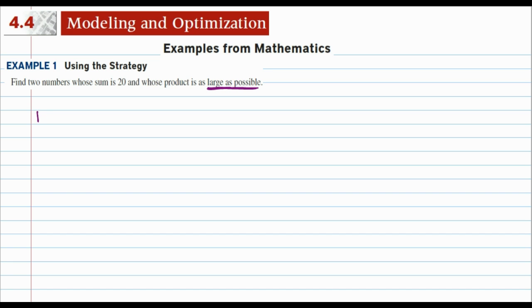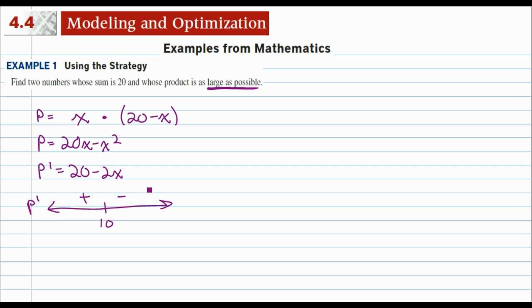So I want to maximize the product. So I might say something like P equals one number times the other number. So their product is as large as possible, but whose sum is 20. So that means if I call one of these numbers x, the other number is 20 minus x. So the leftover. In other words, if x was 2, 20 minus 2 is 18, so 2 times 18. But I'm trying to maximize their product. So that's what I'm going to do. I'm going to take the derivative and find its maximum.